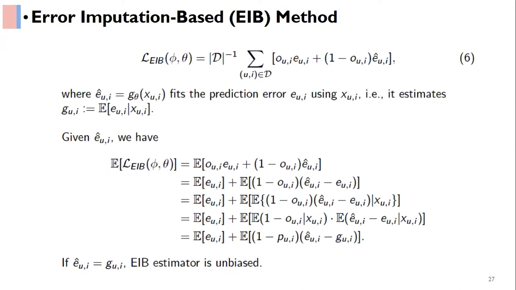Another approach is the error imputation based method called EIB. The EIB estimator is given in equation 6. Here, ê_ui is an error imputation model with parameter theta that fits the prediction error e_ui using feature X_ui. So it estimates g_ui, defined by the conditional expectation. Given the imputed errors, we have the following equations. From the last identity, we can say that if ê_ui is an accurate estimate of g_ui, then the EIB estimator is unbiased.